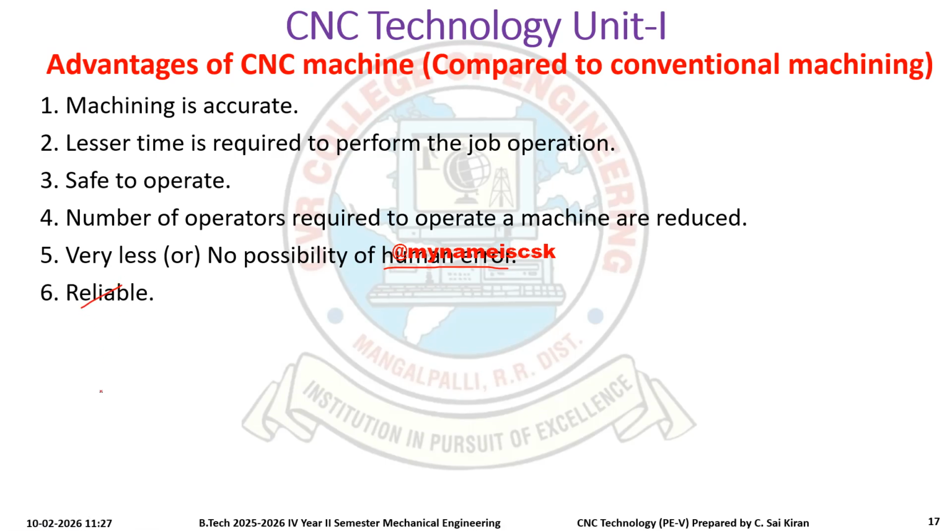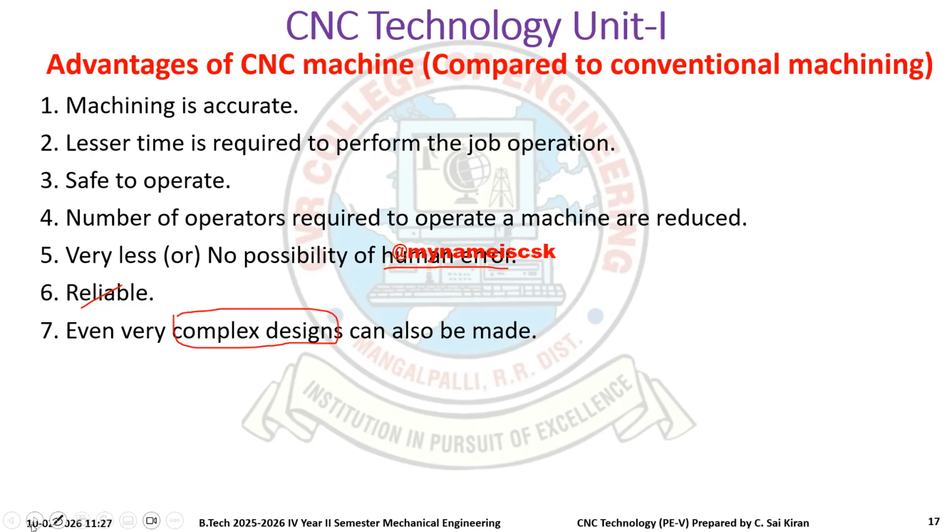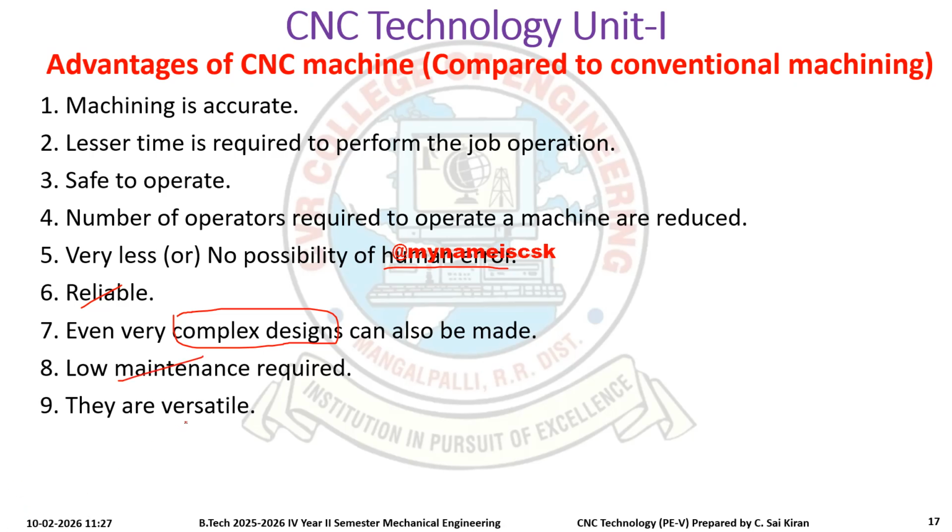You can just switch on and relax. It will make the final output ready when it ends. Even very complex designs can be made, so even complex designs we can manufacture using CNC machines. Next, low maintenance is required. The maintenance is very low in this case, and they are very versatile. We can use different types of machines: we can use them for milling, for lathe work, and for drilling. They are very versatile.